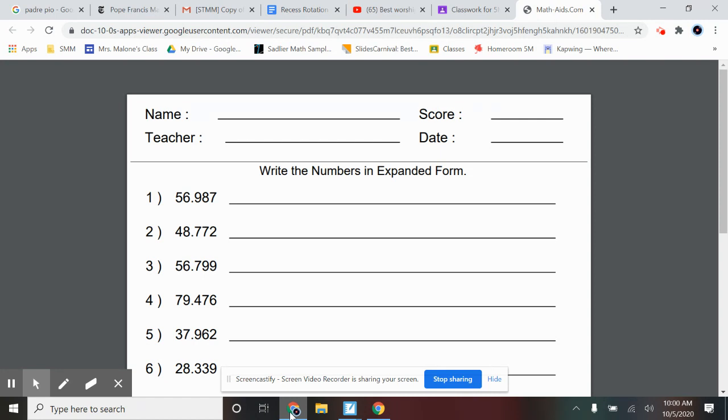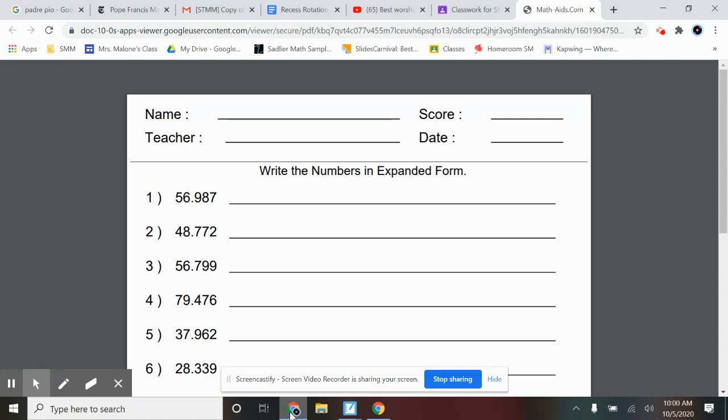All right, number three, ready? 50 plus 6 plus 0.7 plus 0.09 plus 0.009. And if you did it as fractions, then it would be 7 over 10, 9 over 100, and then 9 over 1,000.